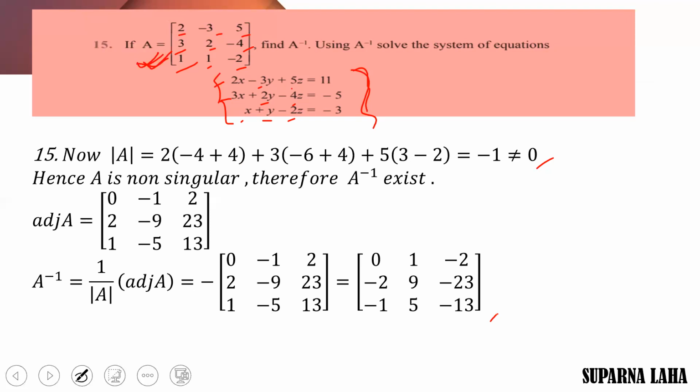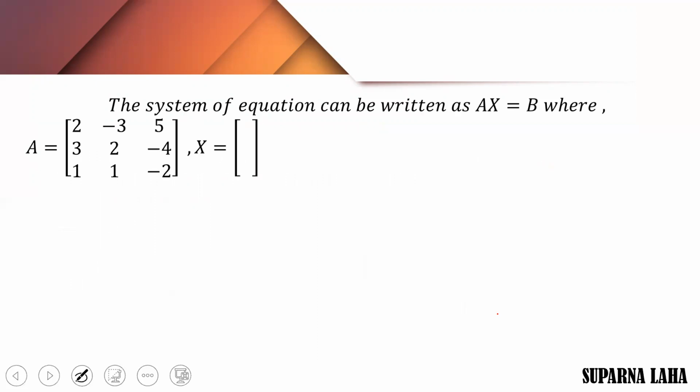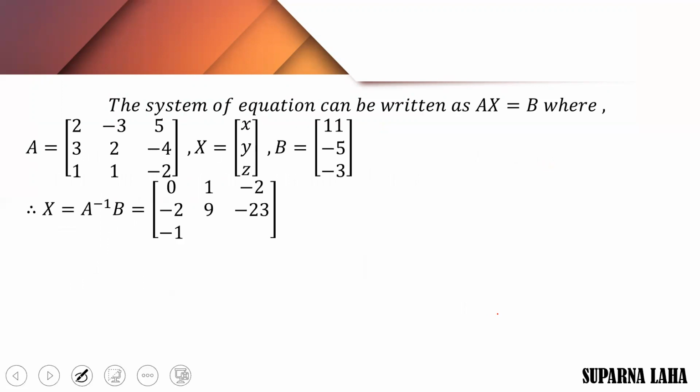Now finding the solution of this system of equation. That means you need to find the value of X, Y, and Z. That means you need to apply the formula, that is X is equals to A inverse B. Since we already found the A inverse, we just need to multiply this A inverse with B. Okay, so write down the A inverse, the value of this A inverse in the matrix form.